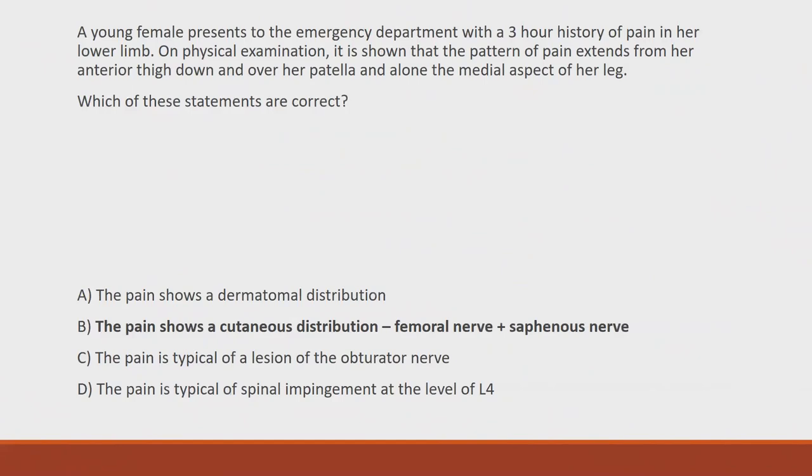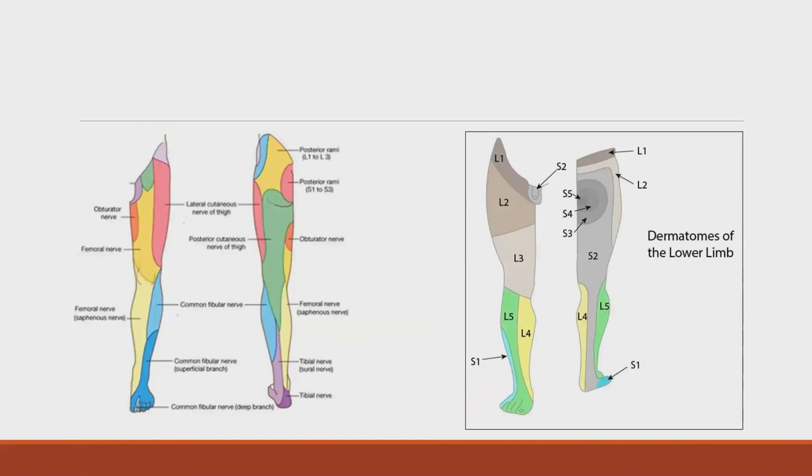And then because the saphenous nerve is a continuation of the femoral nerve, it would affect the parts that the saphenous nerve innervates as well. Does that make sense? Again, just the difference between cutaneous and dermatomal distributions.